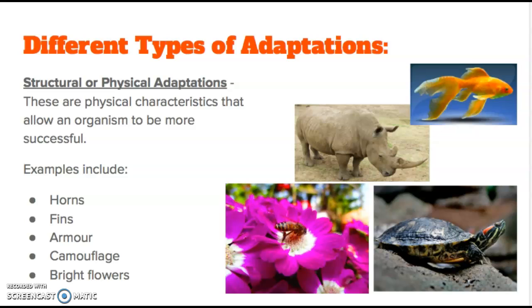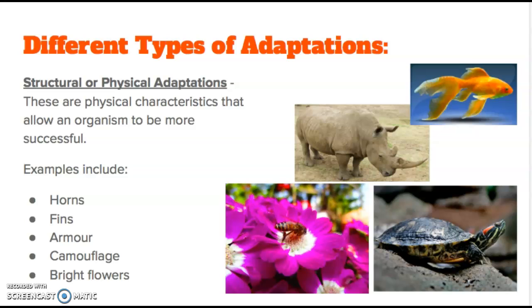Armor. Armor are things like a turtle shell or a clam shell. It provides an extra special layer of protection. Turtles, when they're threatened, can hide their heads inside. The reptiles have very soft bodies, so having that armor is definitely an evolutionary advantage for those animals.